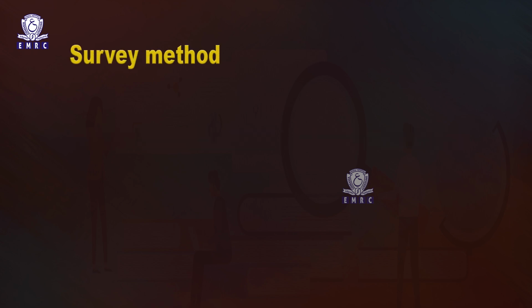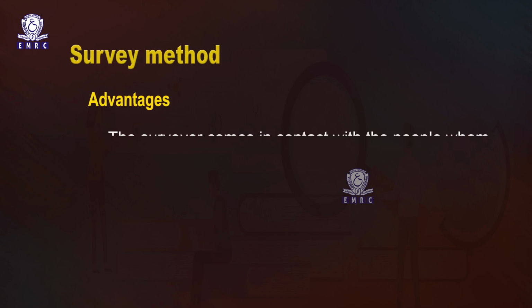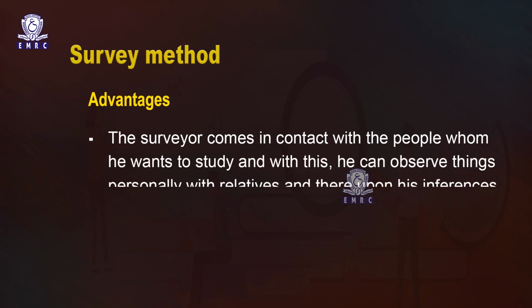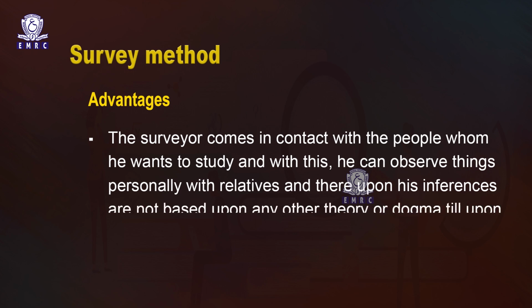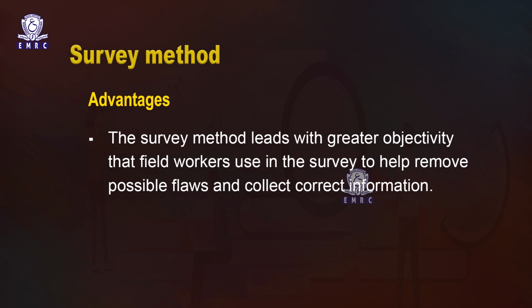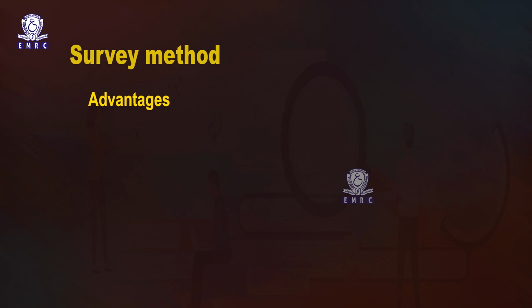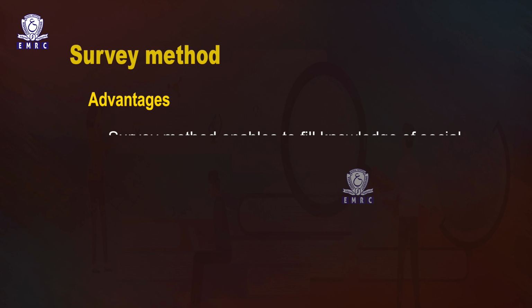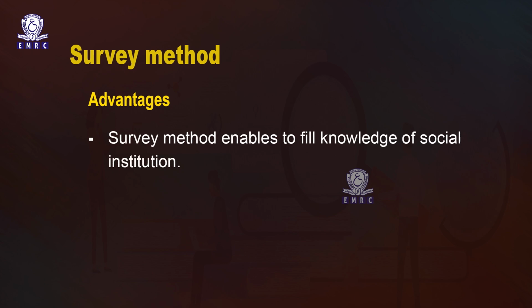The survey method has the following advantages. The surveyor comes in contact with the people whom he wants to study, and with this he can observe things personally, and thereupon his inferences are not based upon any theory or dogma but upon the facts of life. The survey method leads to greater objectivity, as field workers use the survey to help remove possible flaws and collect correct information. Survey may very well lead to the introduction of new theories. Survey method enables us to fill gaps in knowledge of social institutions.